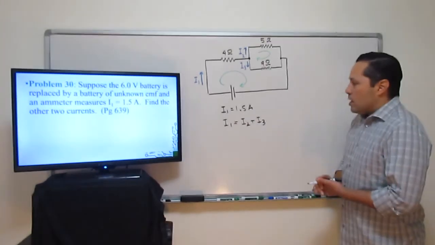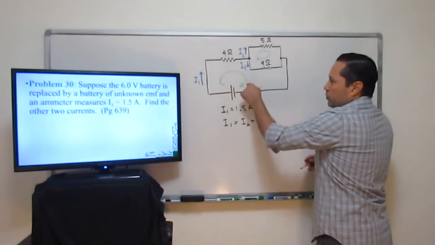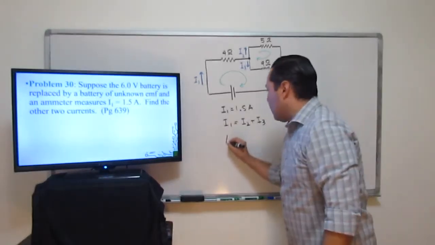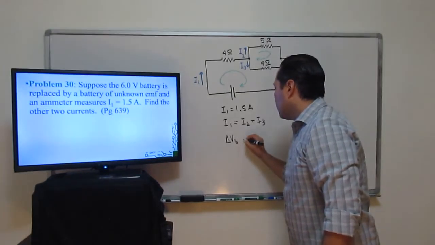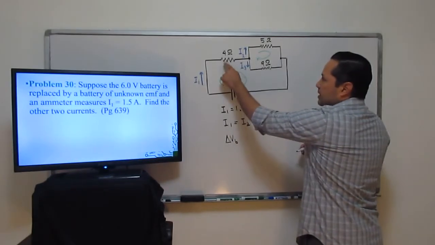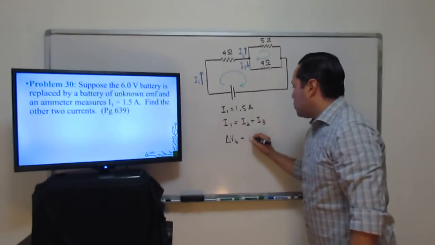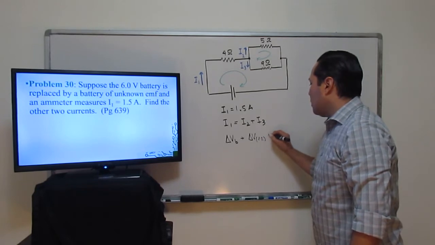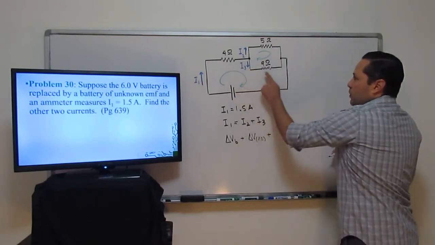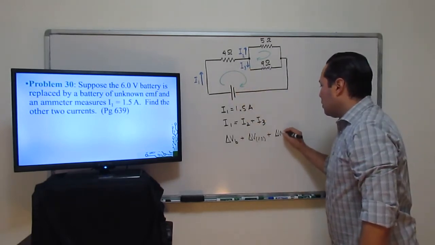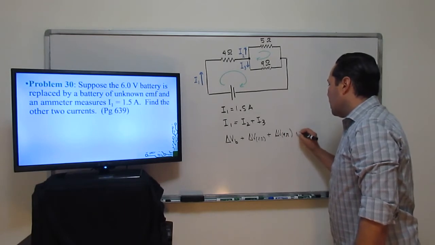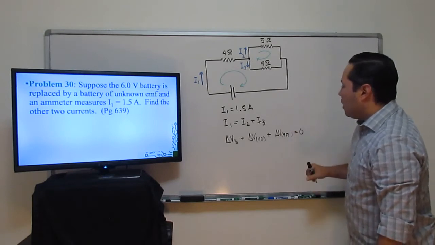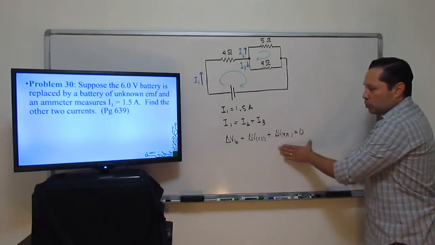So we can also, again, follow Kirchhoff's rules, and we're going to start with the potential difference of the battery. And we're going to add the potential difference of our first resistor, so that'll be plus the potential difference of the resistor with 4 ohms, plus the potential difference for the resistor with 9 ohms, and all of that equals 0. So that's a loop rule.